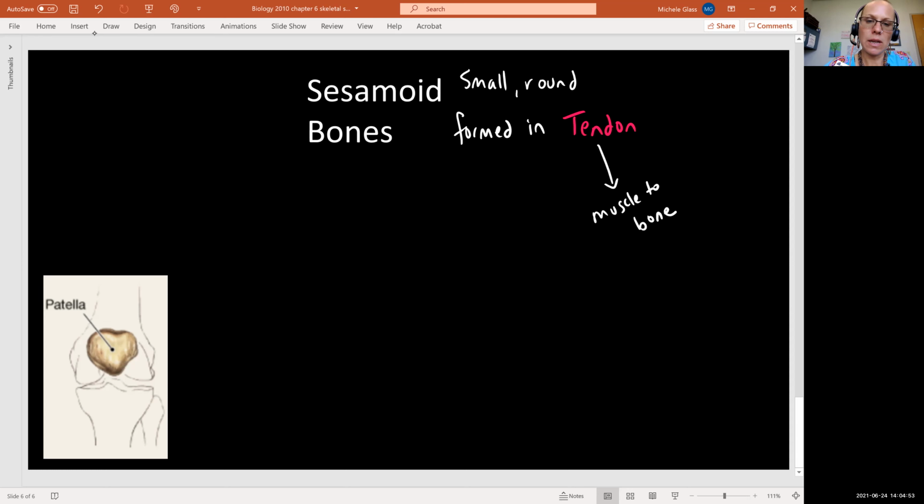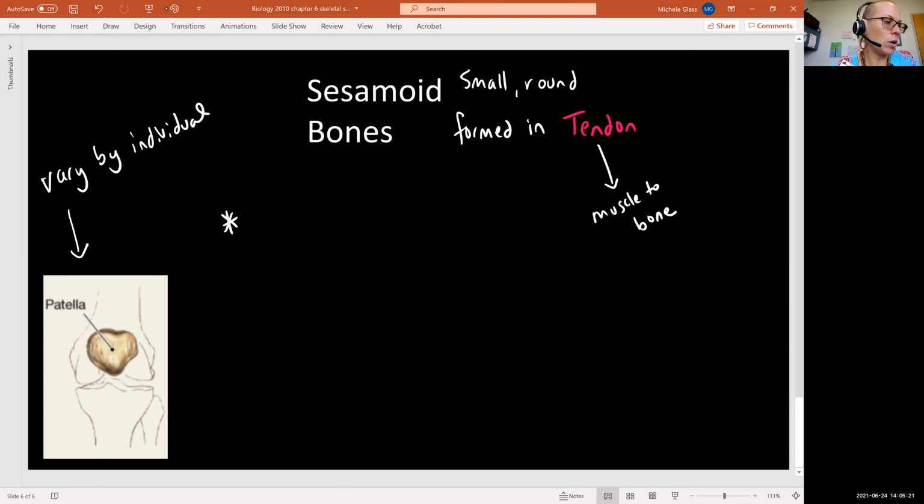Now, one of the interesting things about sesamoid bones is that they vary by individual. So the total number and location will vary by individual, but one that we all have in common is the patella. So the patella is that knee bone, and this is the classic example of the sesamoid bone because this is the one that we all have.